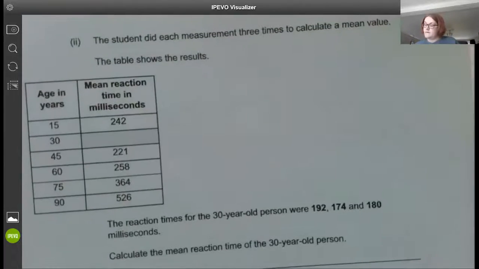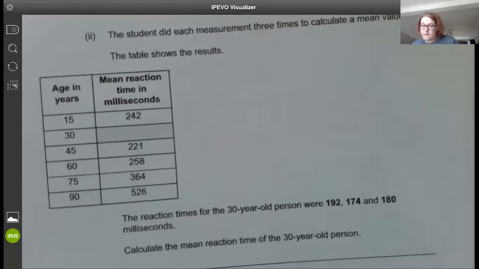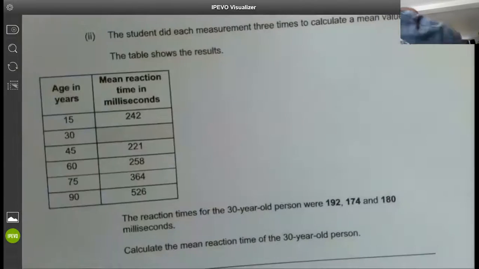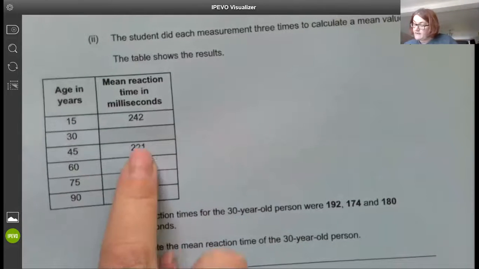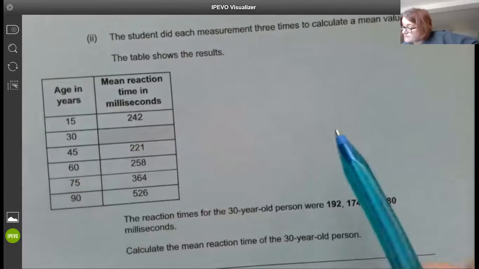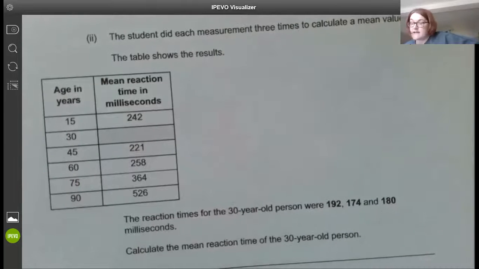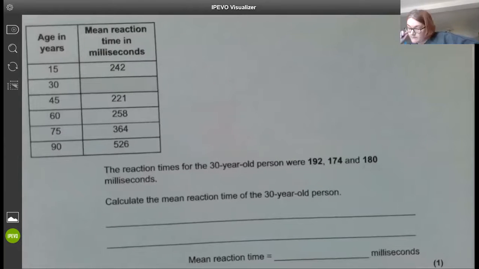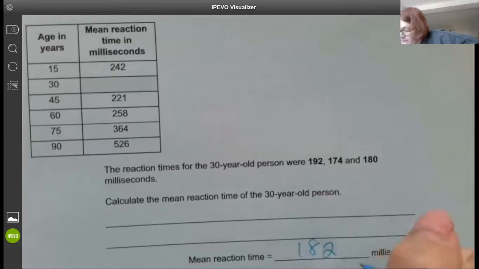And then the second part of the question, it wants you to work out the mean for the question, and it gives you the different ages going down here, and you've got a gap in the question, and it wants you to put in what is that gap. Now, to work out the mean, you've got the 3 numbers there, you're going to add them together and divide it by 3, and you should have got an answer of 182 milliseconds.